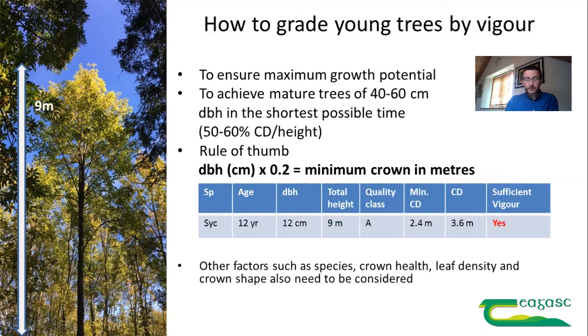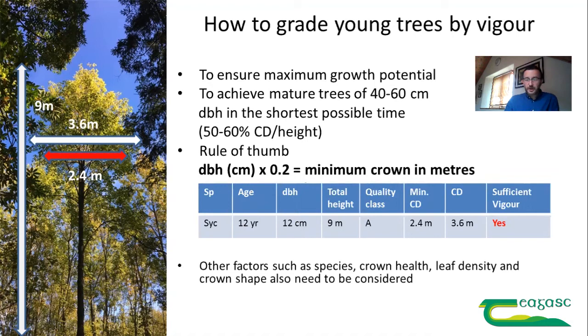Now, according to our rule of thumb, the minimum crown diameter that we need to see for sufficient vigor is 2.4 meters. In actual fact, this tree has a 3.6 meter crown diameter. So the answer is yes, sufficient vigor, top quality, top vigor. This type of tree is the ideal tree that we're trying to find in our plantations.